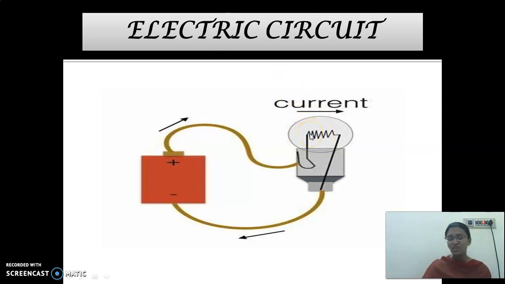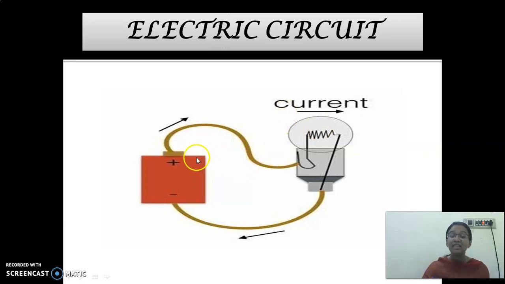We have an electric circuit in your house, right? Yes or no children? You are able to see your switches, right? To these switches, what is connected? Have you seen inside of those switches? Some wires will be there, yes or no? Those wires will be connected to a fan or a bulb. So what is this connection called? It is called an electric circuit.